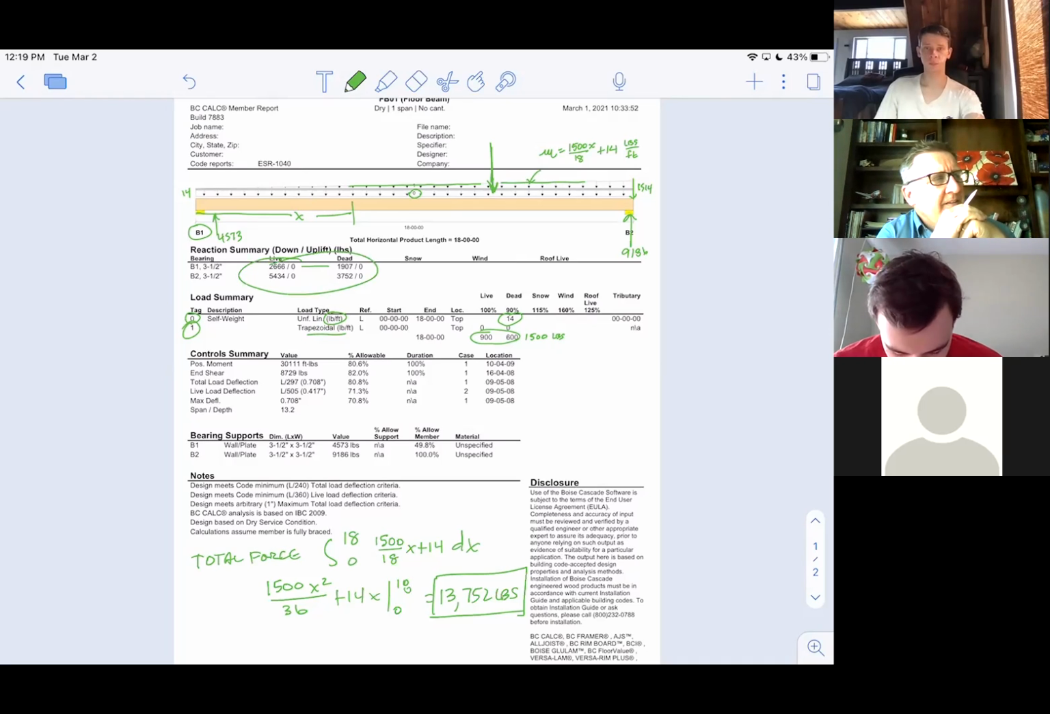Now that's not exactly the same, and I've talked to people about this. Those are off by 7 pounds and I actually don't know why. I think it's just rounding.